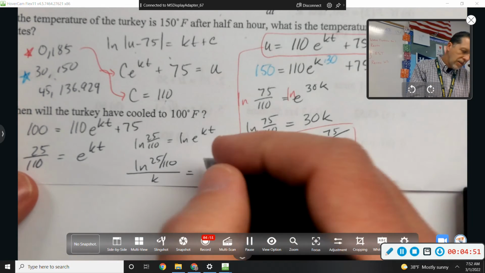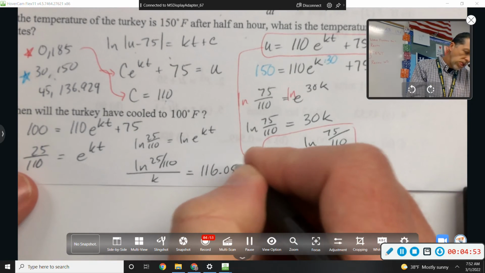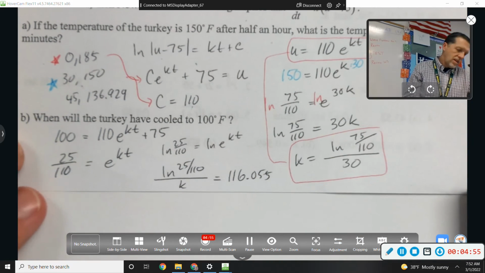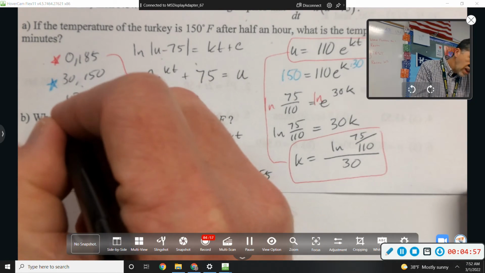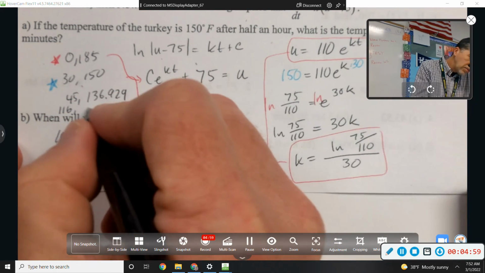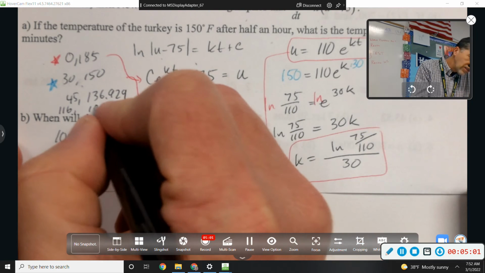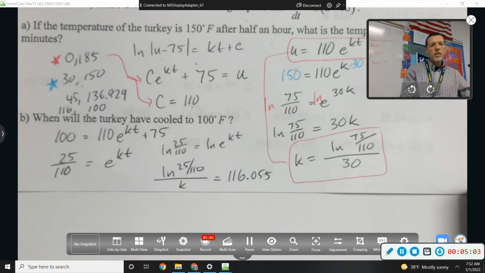116.055. So after 116 minutes, it's down to 100 degrees. So after about 2 hours, it's down to 100 degrees. I guess that makes sense because the cooling slows down, right? The closer it is to room temperature, the less quickly it cools.